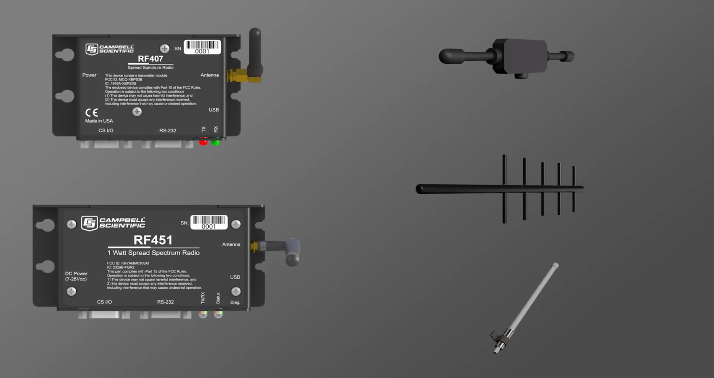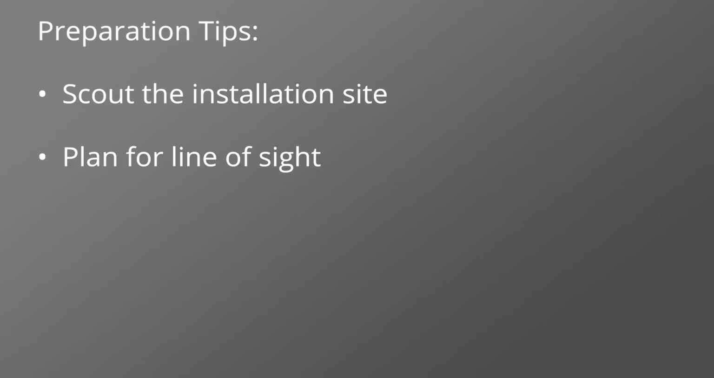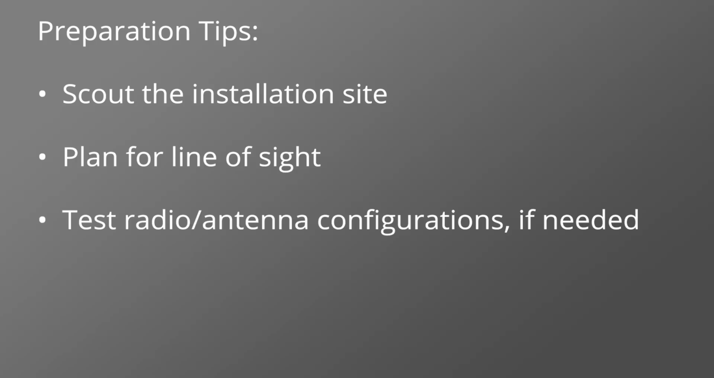Choosing the right radios and antennas doesn't have to be difficult. With a little preparation such as scouting installation sites, planning for line of sight, and testing configurations when needed, a reliable radio network can be built to transmit collected data back to the base station for retrieval.